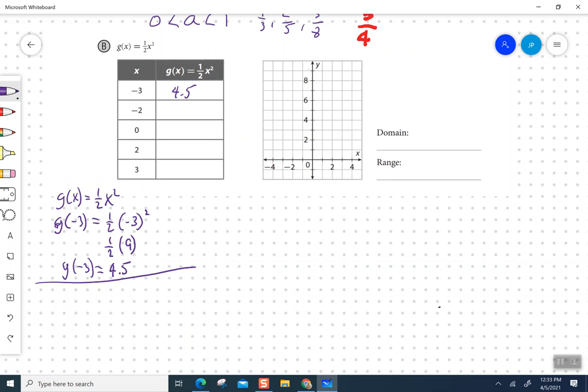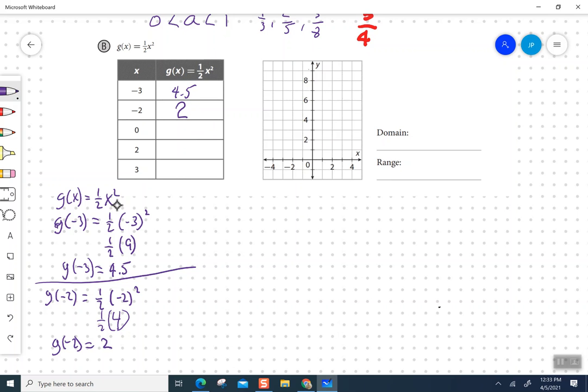This time we're going to plug in -2. So g of -2 equals half of whatever -2 squared is. Well, check this out. If you take -2 and square it, don't you get 4? Then what's half of 4? Half of 4 would be 2. So now I know that g of -2 equals 2. So we'll put that 2 right there.